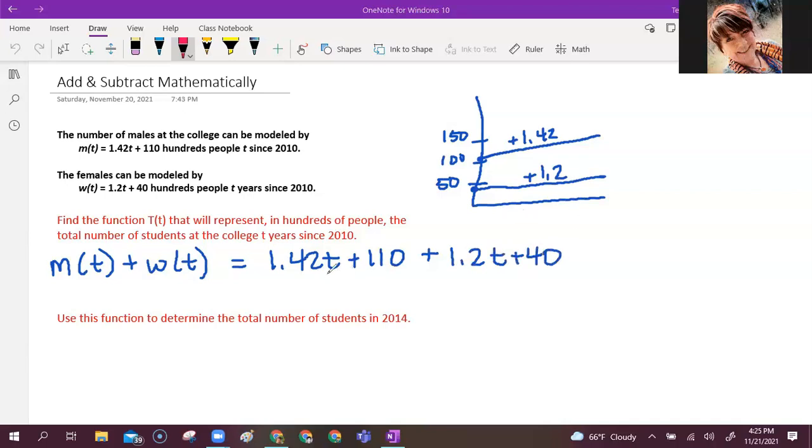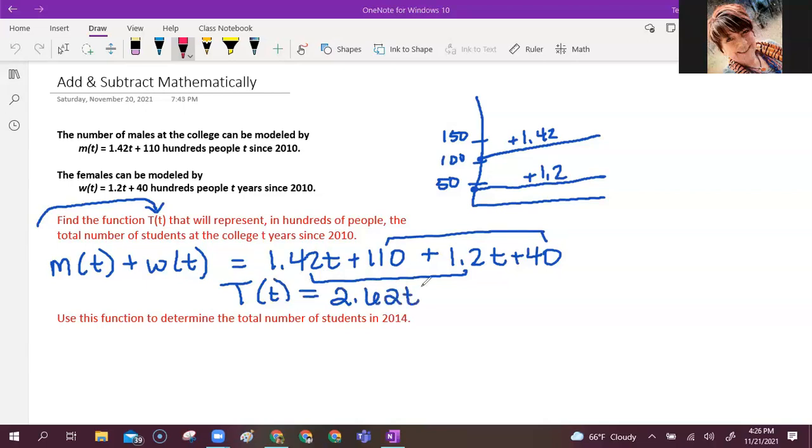Nothing is done until it is simplified. We have some like terms that we can put together. And remember, they already told us what our new function was going to be named. They said it was going to be named T of t. So therefore, T of t is 2.62t plus 150. Final answer. Okay, we'll name that number one.